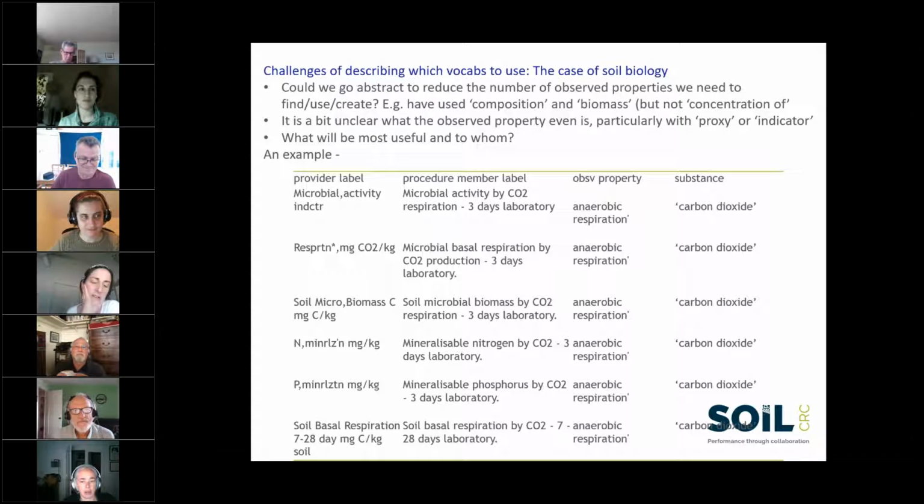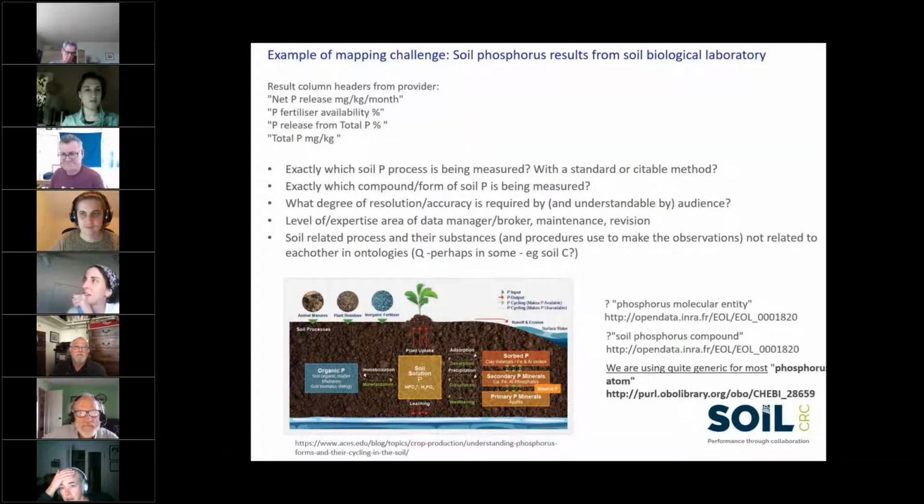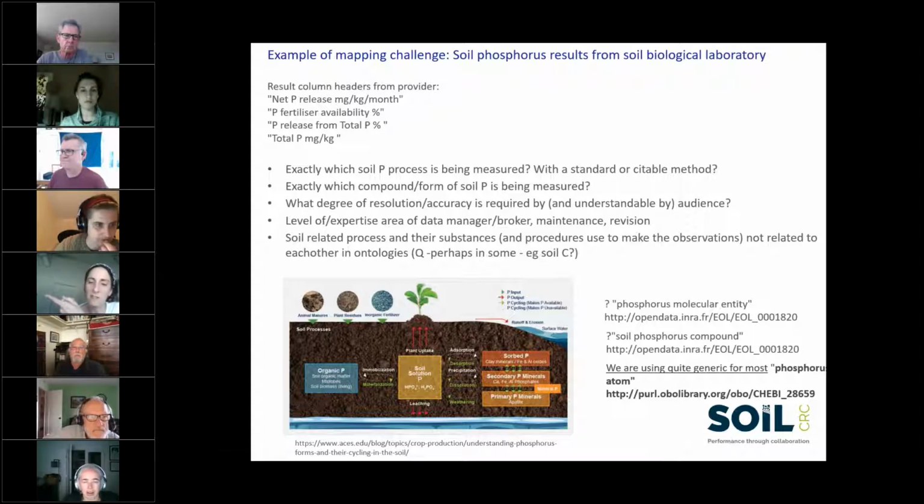Yeah, that's right. Because we've got farmer grower groups, we don't have researchers yet. So we're just making calls along the whole way, really. So here's an example, a bunch of column headers. These are from the one data set. So the question is exactly, sort of, the results: what process is being measured? They provided no standard or citable method. Do they have one? That takes time going back. Which compound's being measured? What's the degree of resolution, accuracy you need to get to? So it can come down to the expertise of the data manager who's working on the project as well. We've all got our different expertise.